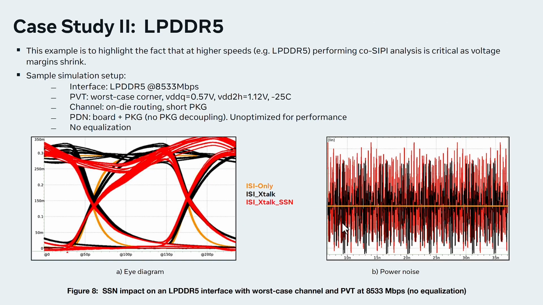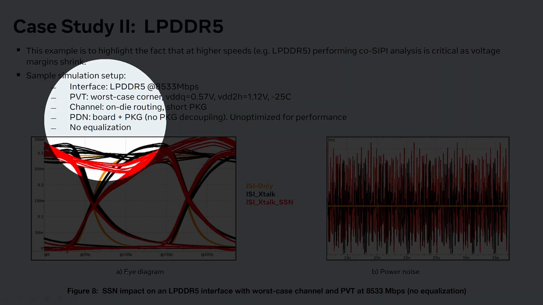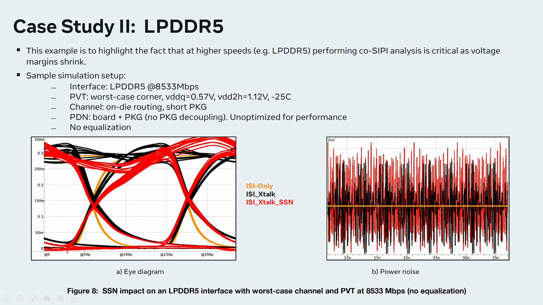This is another example for LP5. We put this together as an example to signify the same thing that we just discussed. Intentionally, we're picking a worst case channel, worst case package and PVT corners, and not using any equalization or package decoupling, to show the significance of including or not including SSN in that interface.